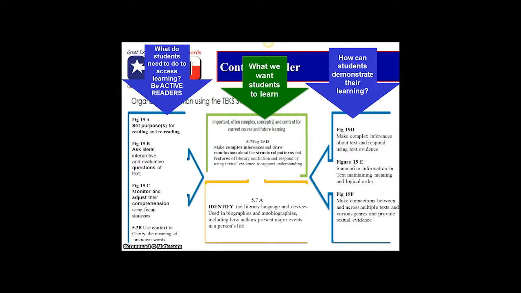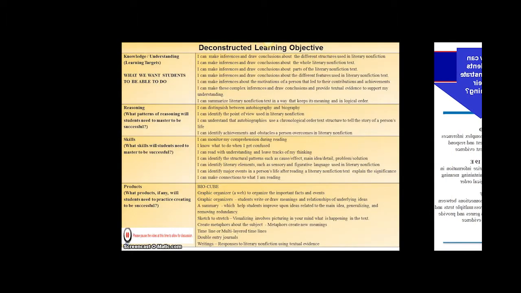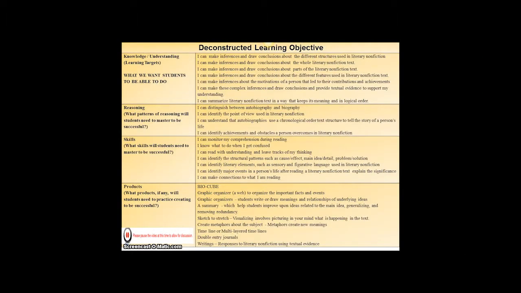Lastly, how can students demonstrate their learning? Figure 19D, make complex inferences about text. E, they should be able to summarize information in text, maintaining the meaning and its logical order. And F, make connections between and across multiple texts in various genres and provide textual evidence. Good teaching is all about decision making.